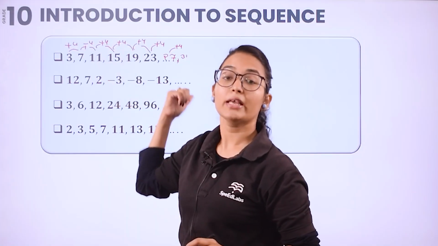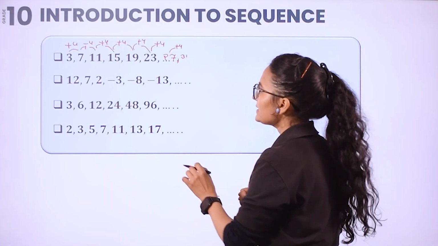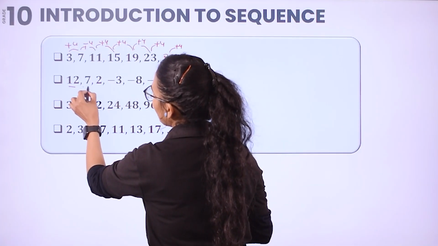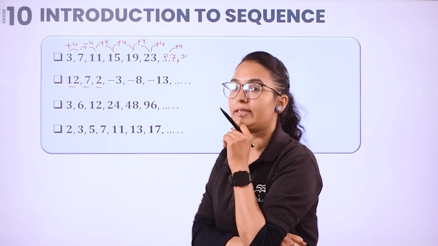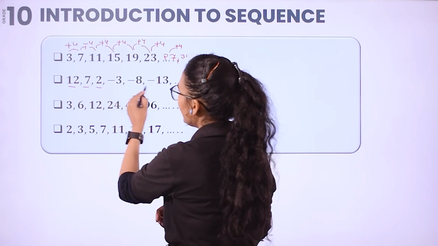Previous term plus 4 will give you the next term. That is the logic. Okay, let us see the next one. 12, then we have 7, then we have 2. So let's try to find some logic here. Are we able to see any logic? Let us see. Here we can see the decreasing numbers.